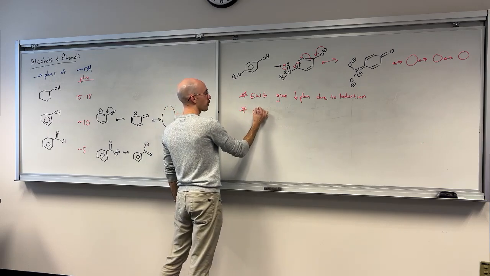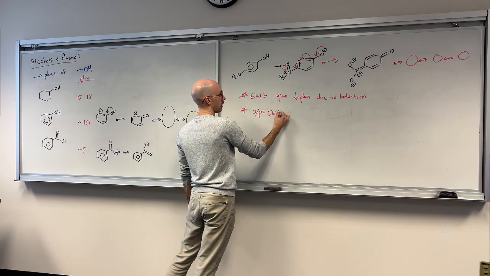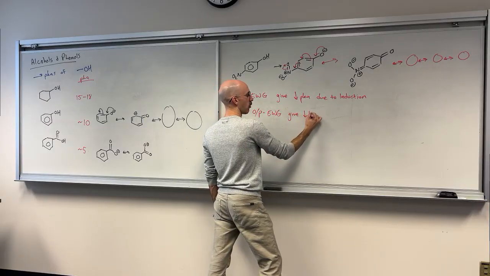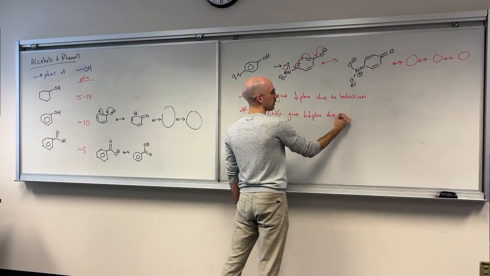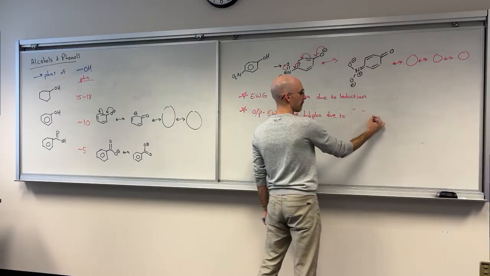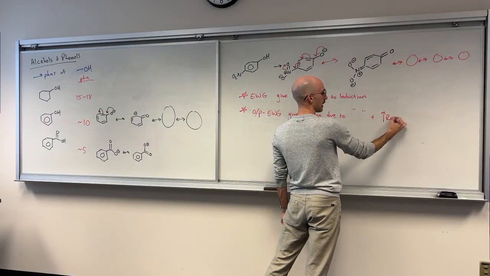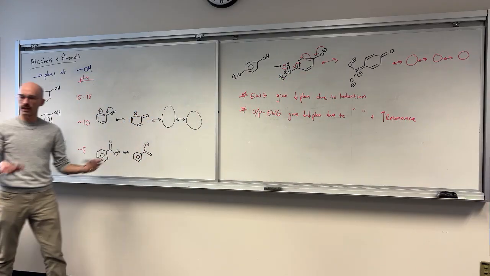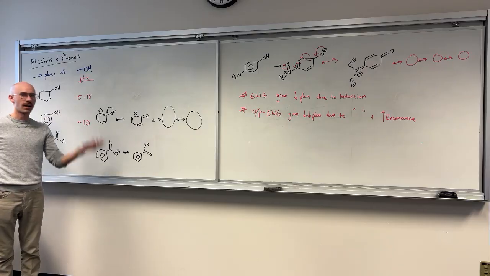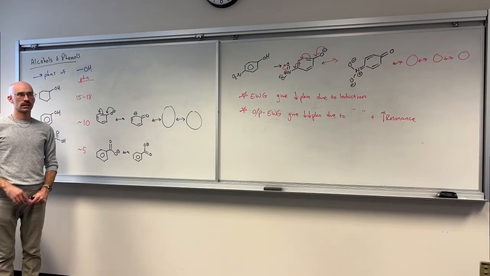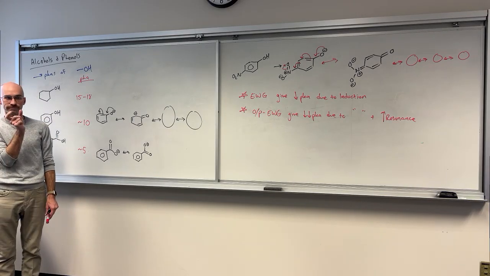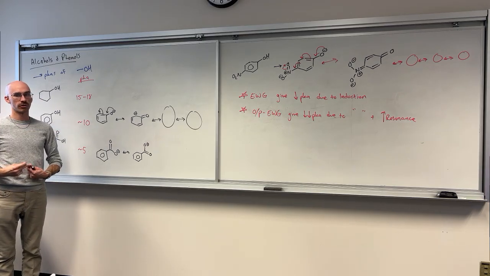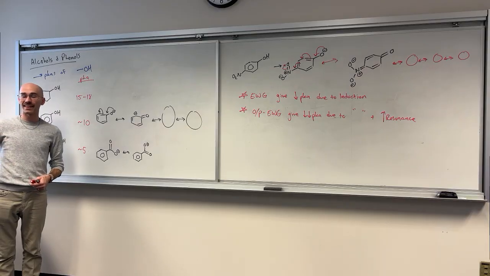However, ortho/para positioned electron withdrawing groups give even more negative pKa due to the induction and the increased resonance form. A meta-placed electron withdrawing group does not contribute to resonance. It contributes to induction, but an ortho/para electron withdrawing group contributes to induction and resonance.